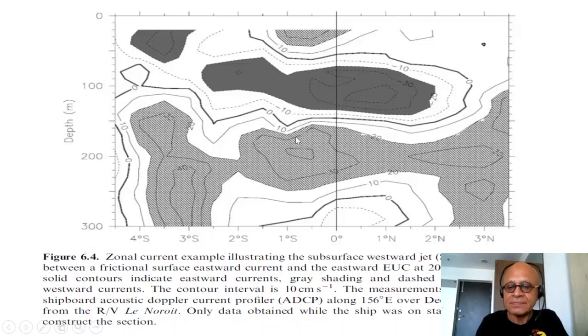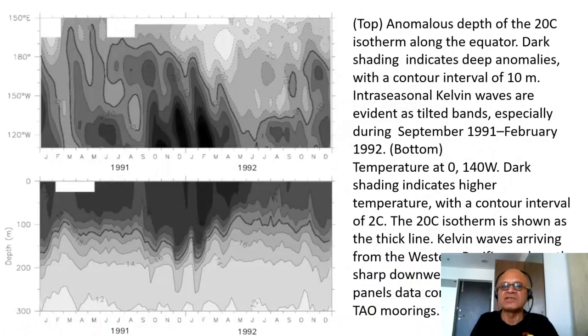But the main thing to remember is that the ocean generates lower and lower frequencies. This is showing now the time evolution again for 1991 and 1992, going from the western Pacific towards the east. So time is going this way, so this one is eastward propagation in this direction. So we are looking at anomalous depth of the 20 degree C isotherm along the equator. Dark shading indicates deep anomalies with a contour interval of 10 meters.